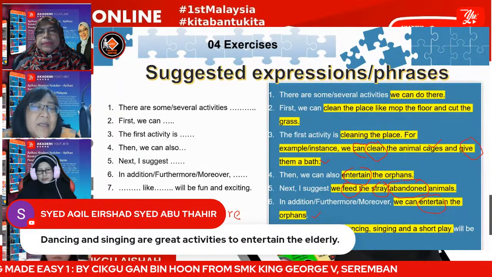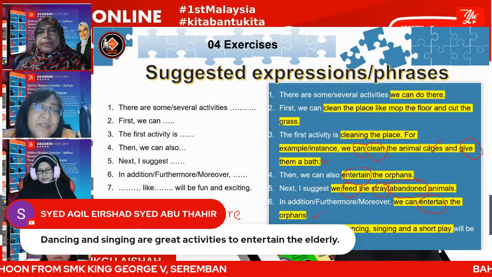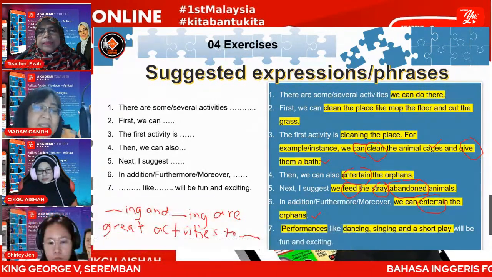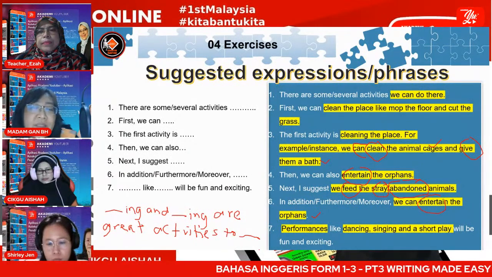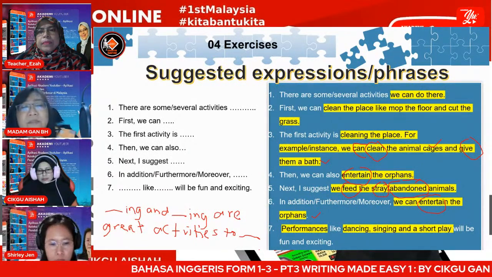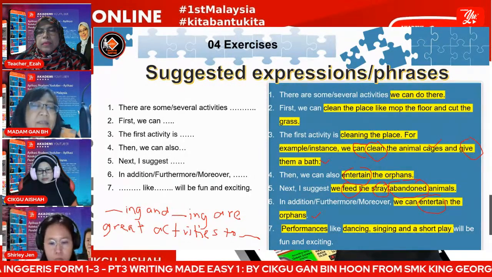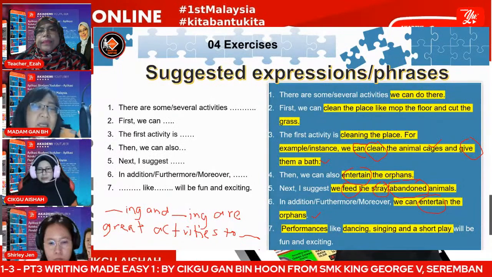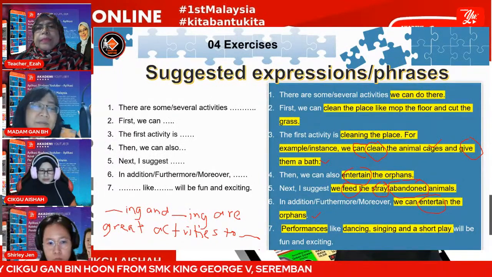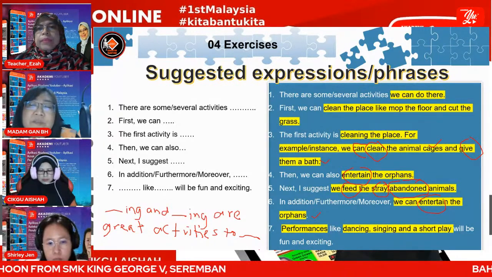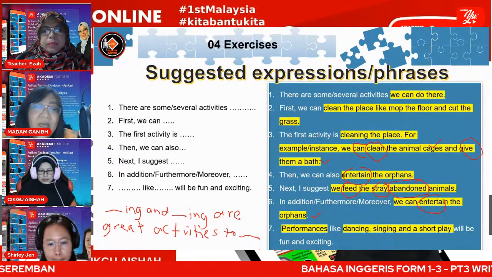So remember, the ing and ing are for verbs. Okay, they are activities that you do. Or you can say painting, okay, and cutting the grass are two activities to clean the house or clean the place. Okay, so you can say cutting the grass and painting the walls are great activities to clean the place. Okay, so remember, these are different structures so that you can have variety of sentences in your answer.